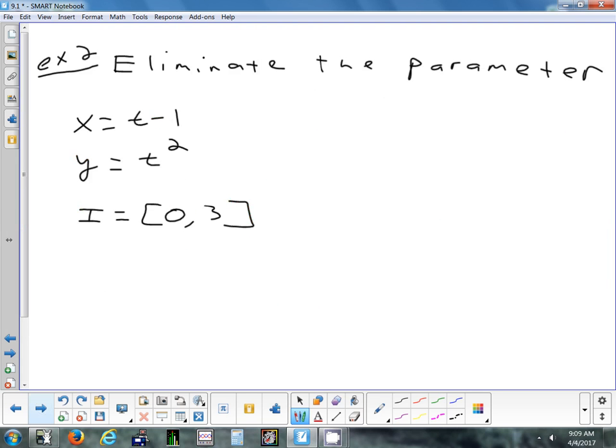Okay, so we'll try it. Let's try it on this one. Right, so they want us to eliminate the parameter. Okay, first step, take the x equation and solve it for what? T. So if you solve this for t, what's t? X plus 1. And where am I going to plug in that x plus 1?